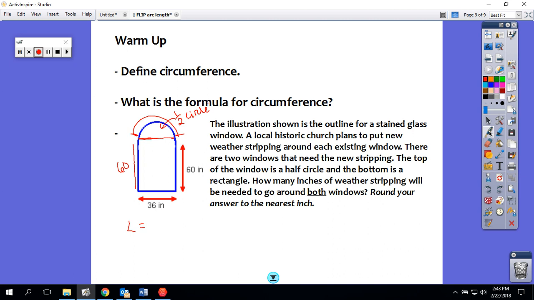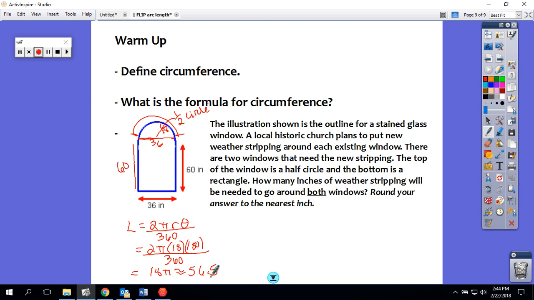Let me write out the formula first. So 2 times pi times r times theta over 360. So that's going to be 2 times pi. Now the radius, if all the way across here is 36, then the radius would be 18, half of that. So 18. Theta is 180 because it's a semicircle. And then we can just punch that in the calculator. So I have 2 times pi times 18 times 180 over 360, which gives me 18 pi, which as a decimal is about 56.5.